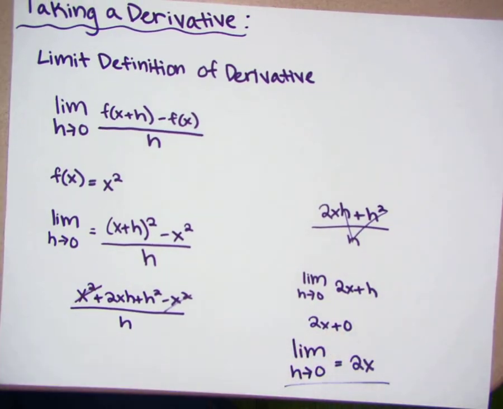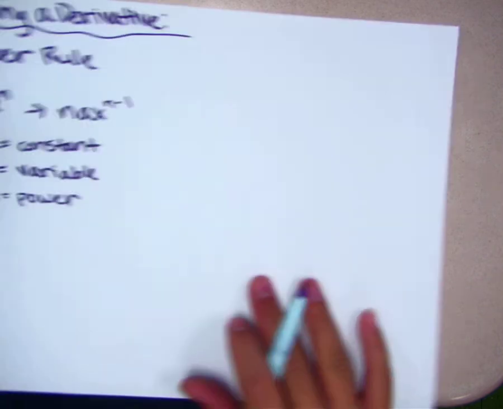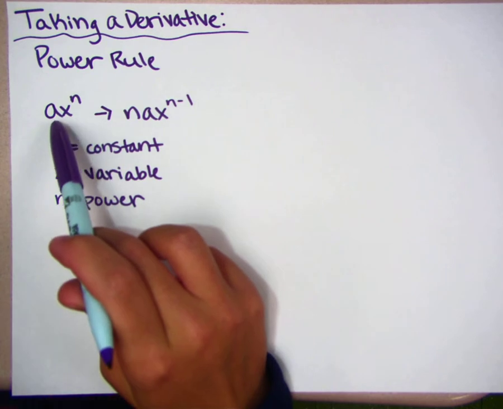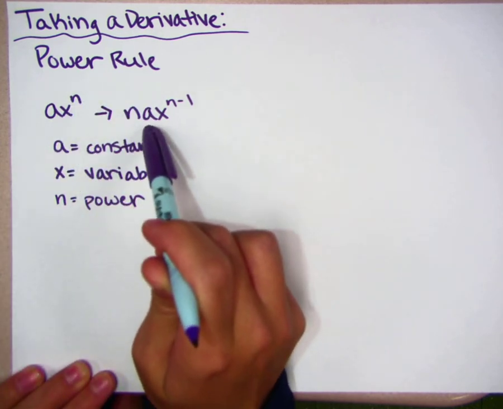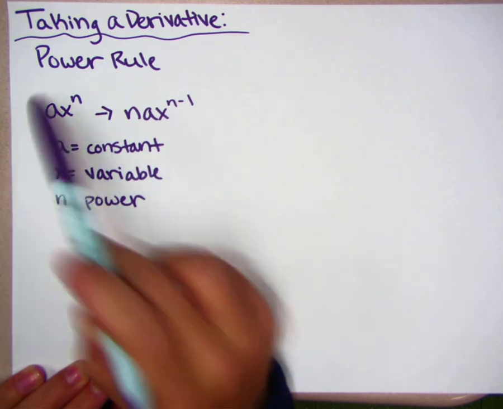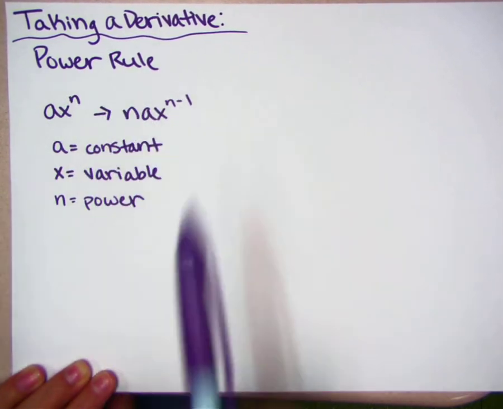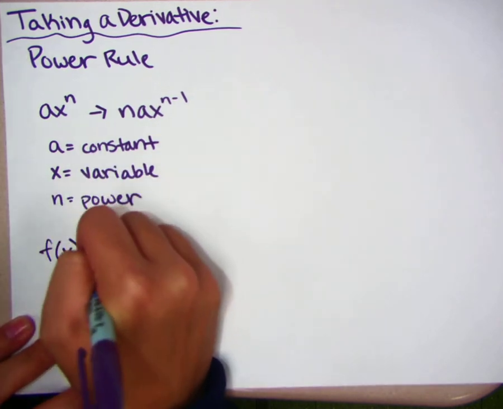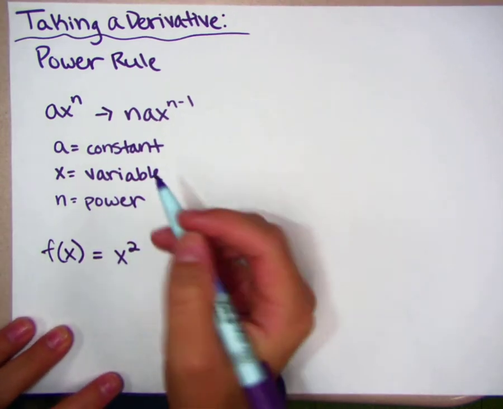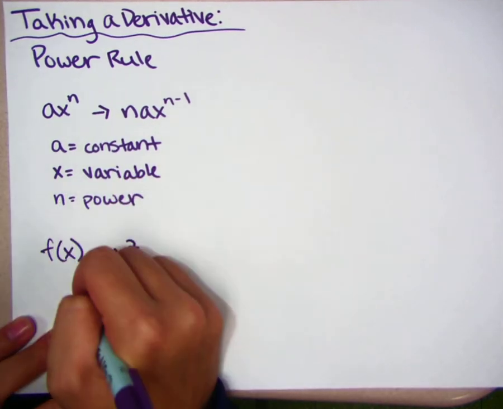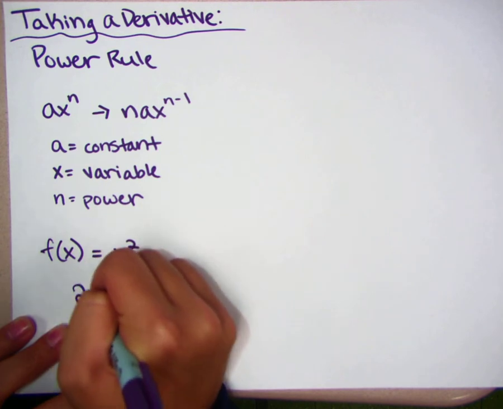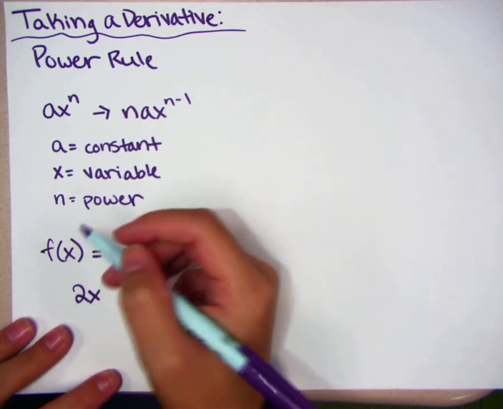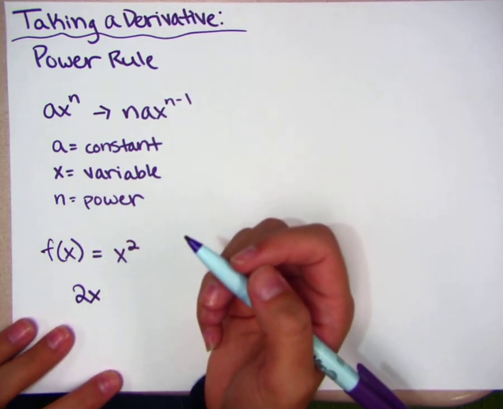So an easier process to do is power rule. Power rule is a simple process. It's basically a times x to the n, which becomes a times n times x to the n minus 1, where a is a constant, x is the variable, and n is a power. So if we had a function that was f of x equals x squared, you would move the 2 to the front and get 2x to the 1, because when you subtract 1 from the 2, you get 1. That is 2x, which is the same answer that we got using limit definition of derivative.